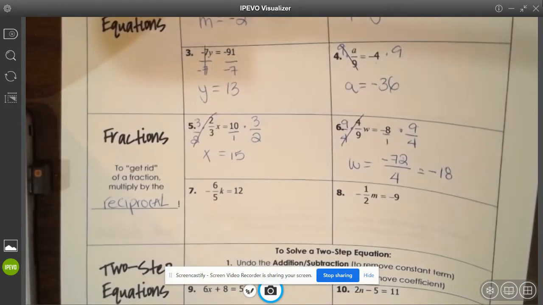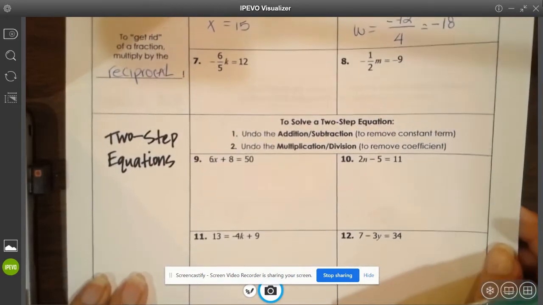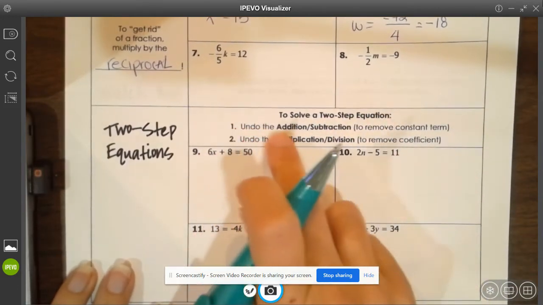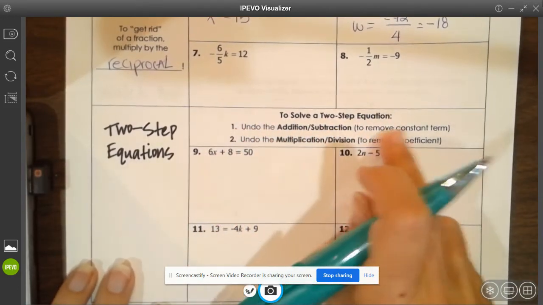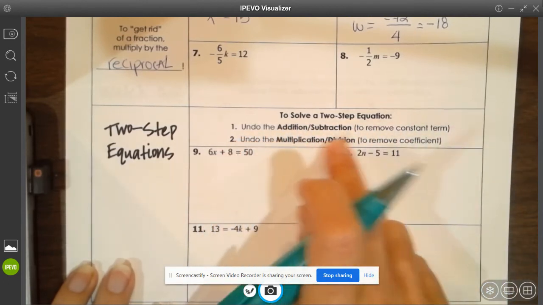All right, what happens when you have multiple steps, like 2 steps? Let's do 2 steps. It says solve a 2-step equation. First, you undo the addition and subtraction to remove the constant term, and then you undo the multiplication and division.